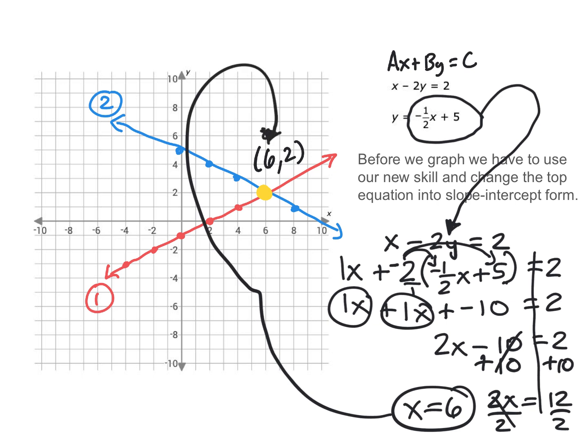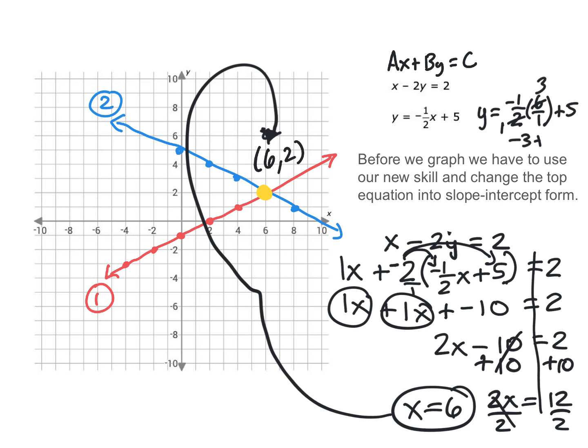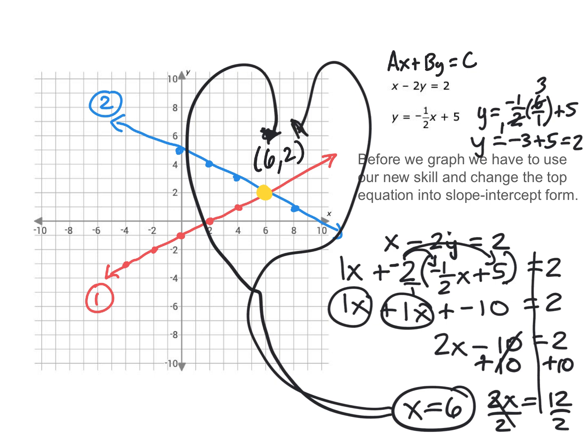You might say, well, how do I get my y value? Because these two lines intersect, I can go to either equation to get my y value. I now have my x value, so I can go to either equation. I'm going to go to the second one because it's solved for y. So I will say y equals negative 1/2 times 6 over 1 plus 5. If you're great with your fractions, this is pretty quick for you. You cross cancel and you get negative 3 plus 5, which equals 2. Fantastic. I got my y equals 2, and that's what my graph says.